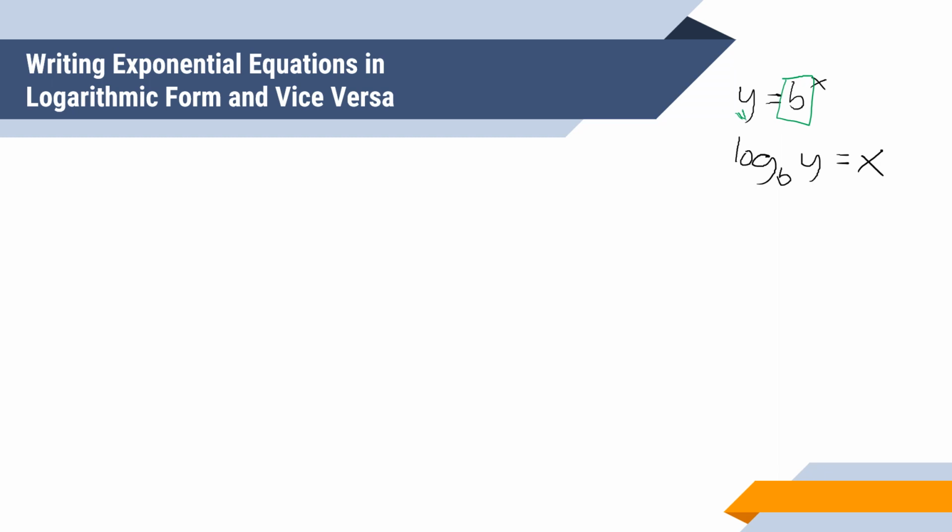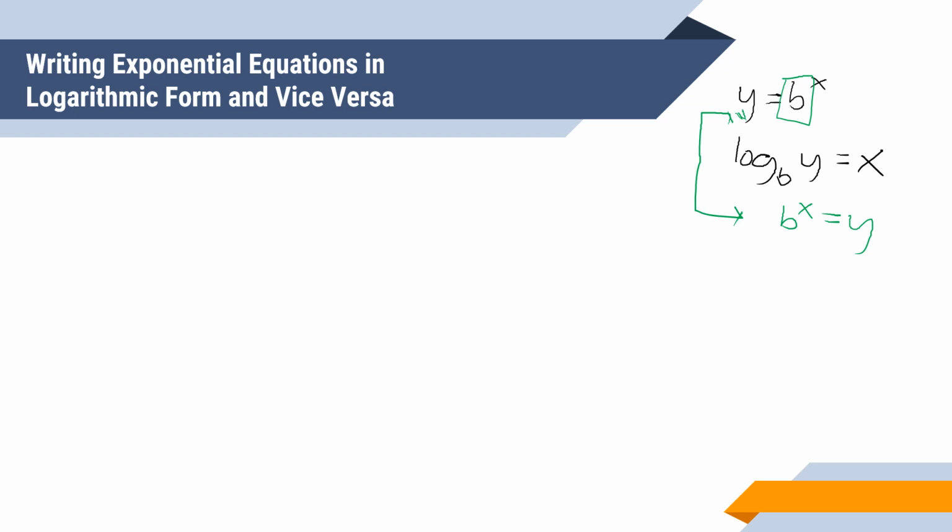So basically, from the previous slide earlier, this is asking us what should be the exponent of b to give us y. In this example, this is just b exponent x equals y. So these two are just the same. That is how we write exponential form to logarithmic form.